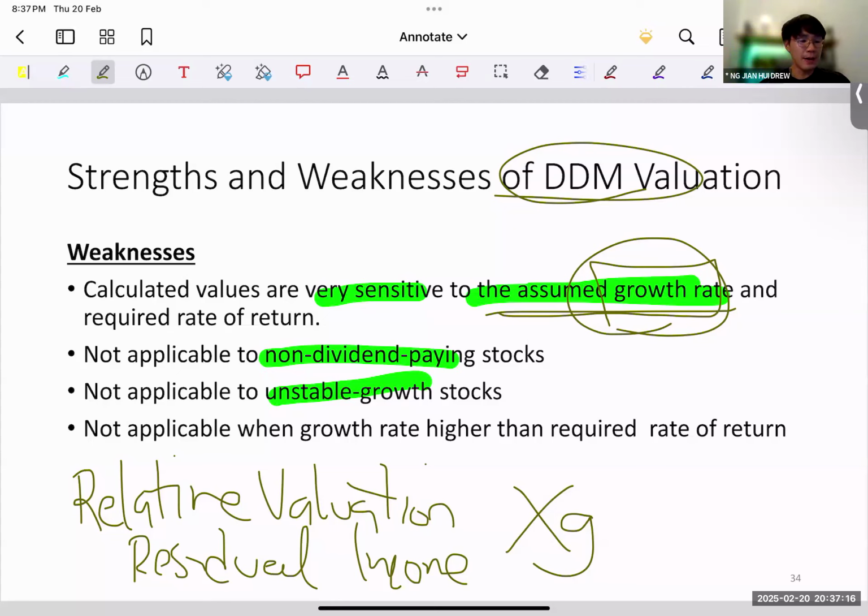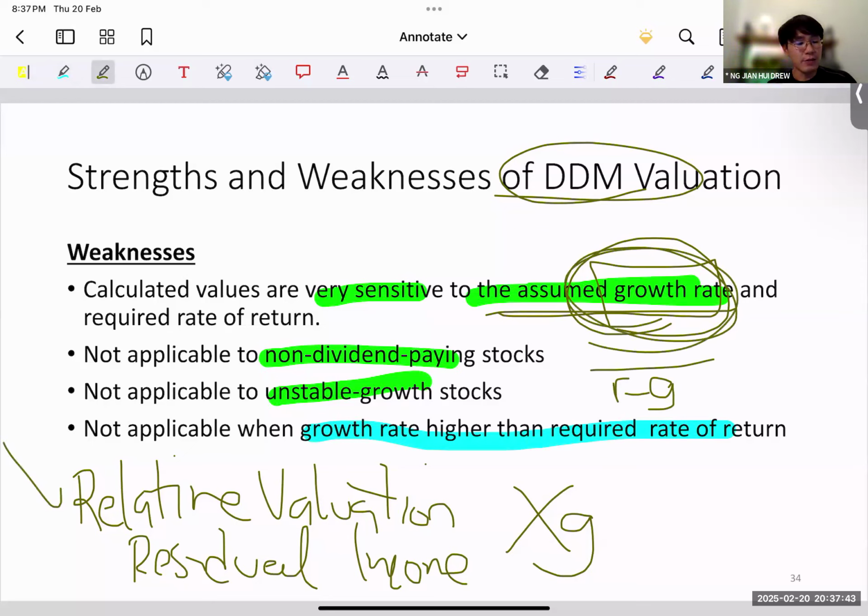Okay. So it's not applicable as well. Let's go to the last weakness. It's not applicable when growth rate is higher than the required rate of return. Why? If it's growing so fast, and your growth rate is higher than the required rate of return, remember your growing perpetuity formula, your denominator is R minus G. If G is more than R, you're going to have some issue. So you cannot do that. So in such a case where your G is causing you some issue, please use your relative valuation. Please use residual income.